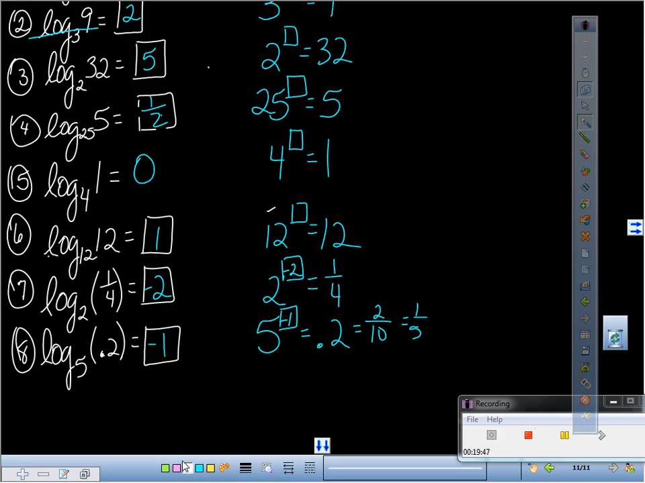All right, are these hard? No, they're not hard. Okay? So what about this one? Log base 3 of 7.